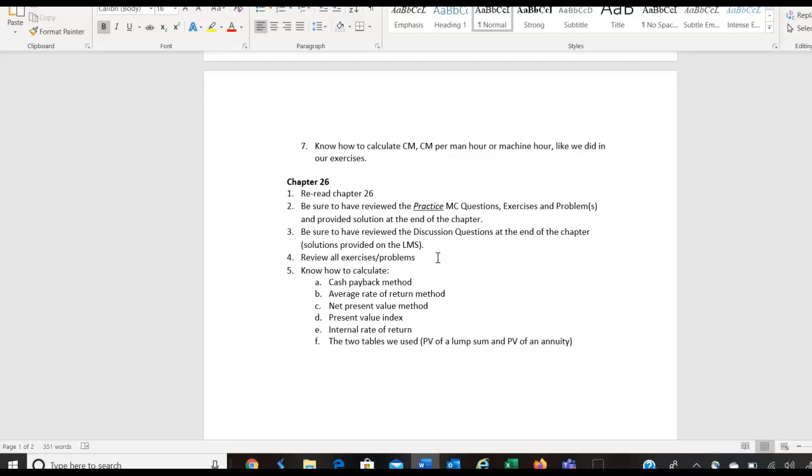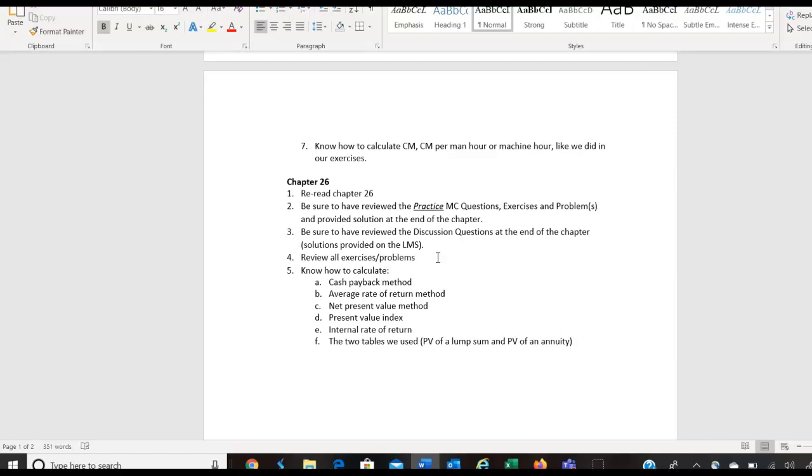Now, the two tables we use are the present value of a lump sum, or a buck, and the present value of an annuity. We need to know how to use them, whether it tied you to the exhibit or back in the appendix. Those will be provided to you, but you need to know how to use them and what the difference is.